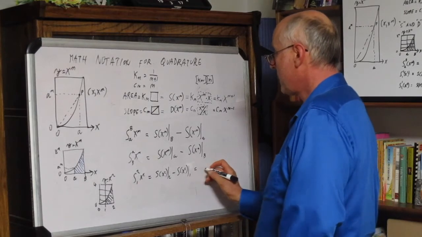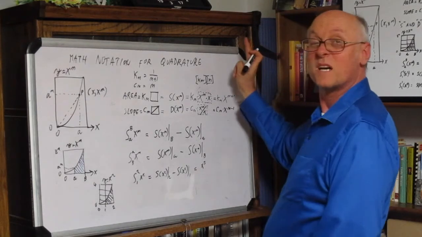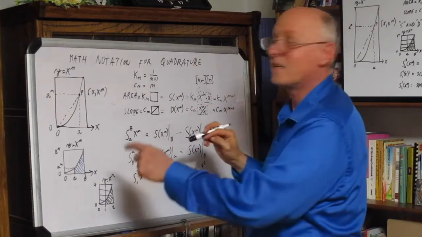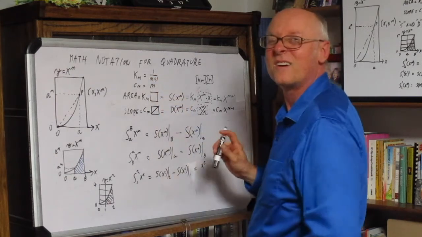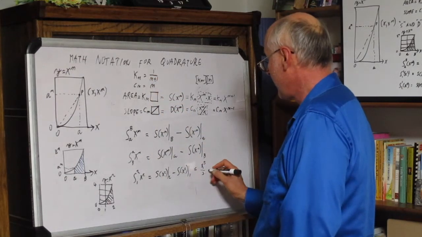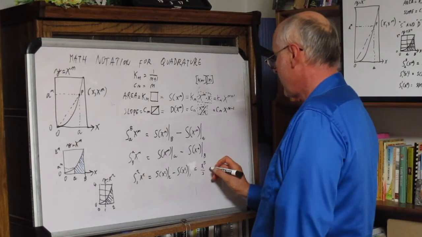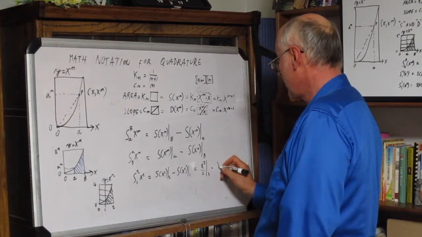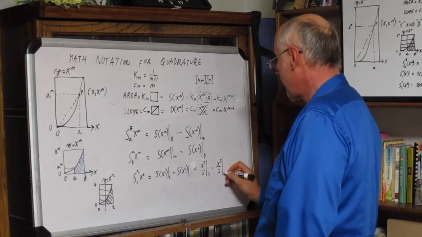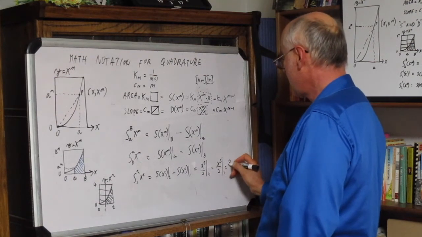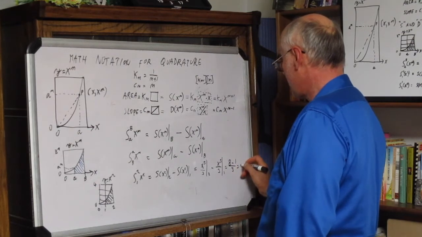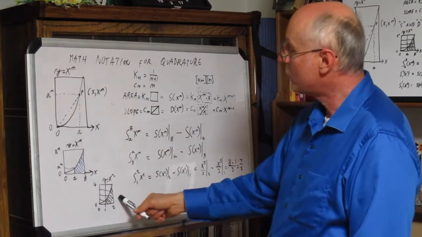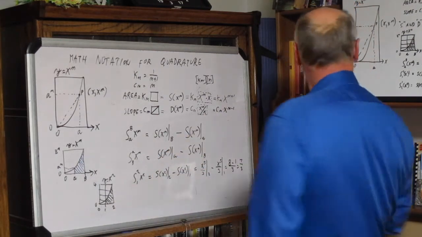Okay. That equals x to the 3, raising it by 1 power. What about our k factor? What's the k factor for a second order equation? 2 plus 1, so 1/3, over 3. Evaluate it at x equals 2, minus x third over 3 evaluated at x equals 1. That equals 8 over 3 minus 1 over 3, which equals 7/3. Positive. So in our scheme, going from 1 to 2 turns out to be a positive number, 7/3.